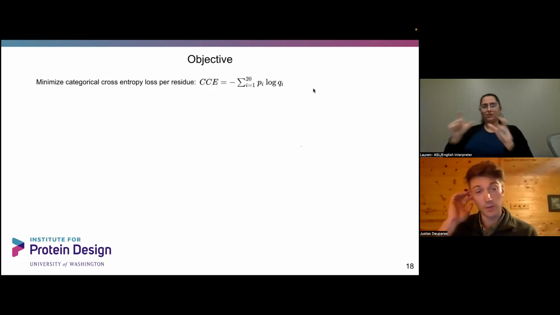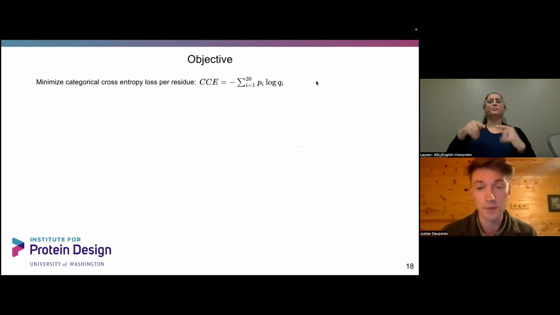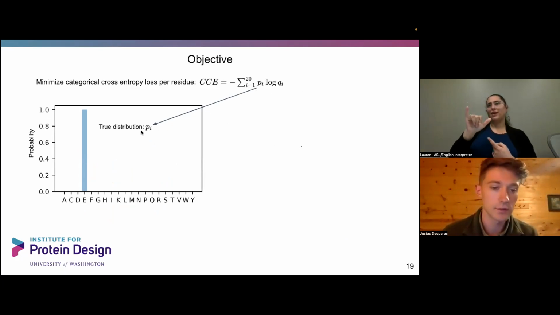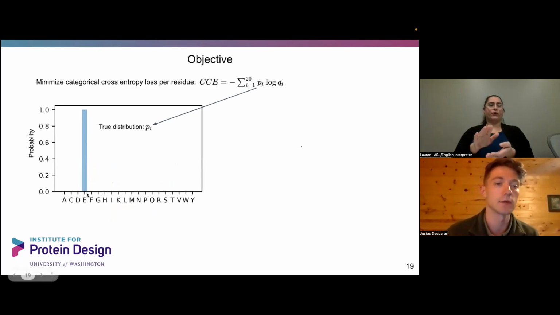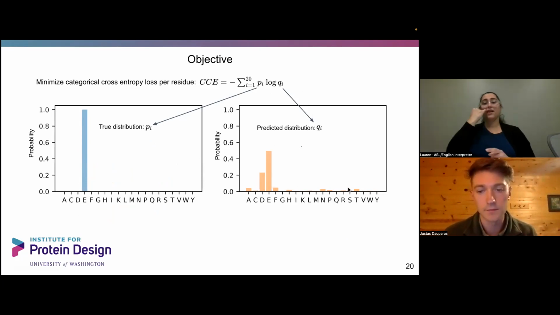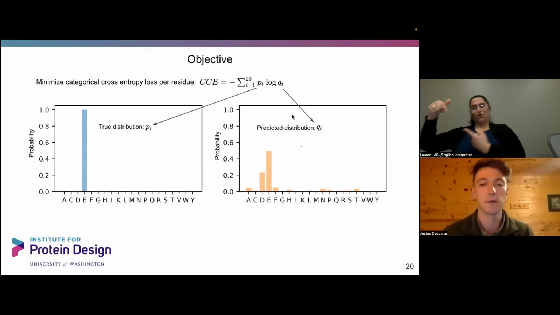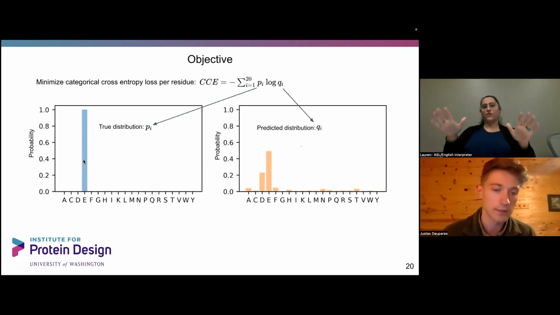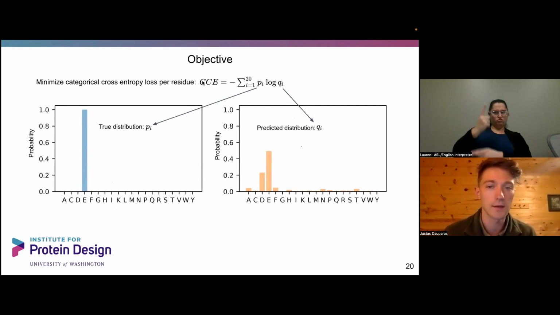And the objective for the model is to minimize the categorical cross entropy. This P distribution is the original distribution. For example, it's a glutamate, so it has a probability of 1. This is the native distribution. And the model is outputting a distribution Q, some distribution that the model thinks it is. Then we compute the log probability of the correct amino acid, so glutamate, and sum them over.